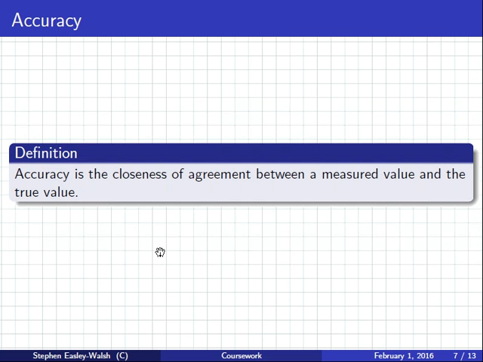Right, so this is the first definition that you definitely need to know. So you might want to write this down as it is.